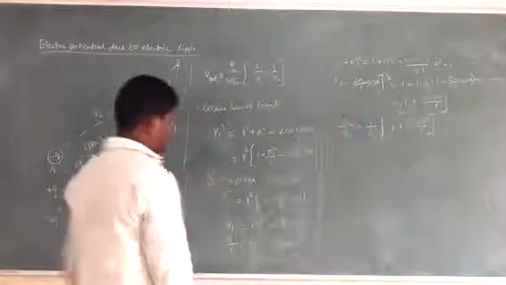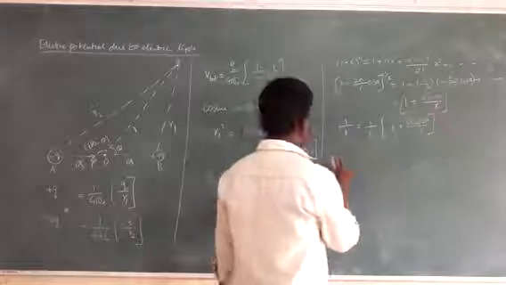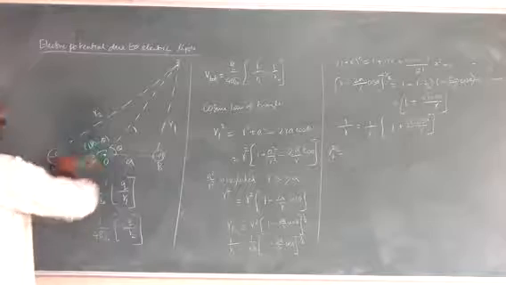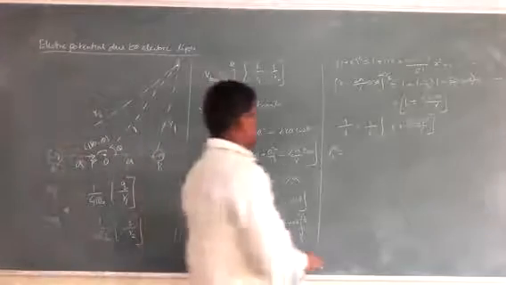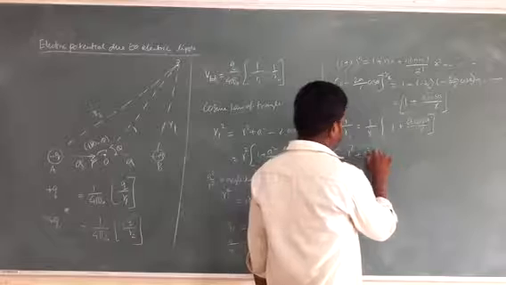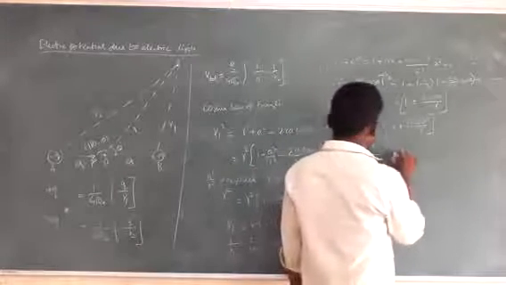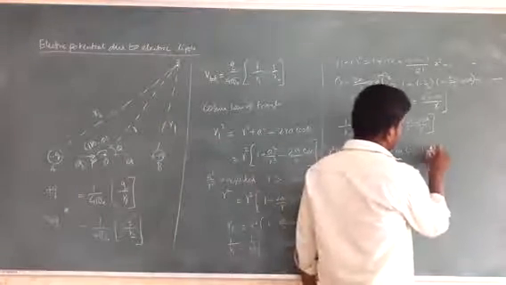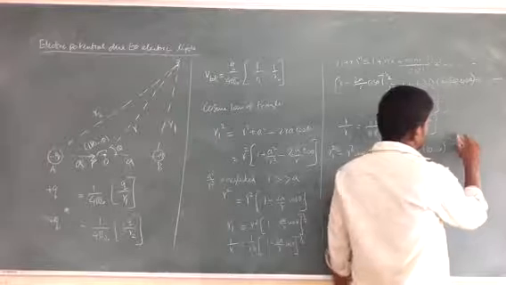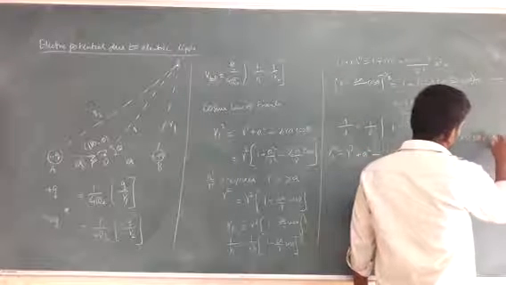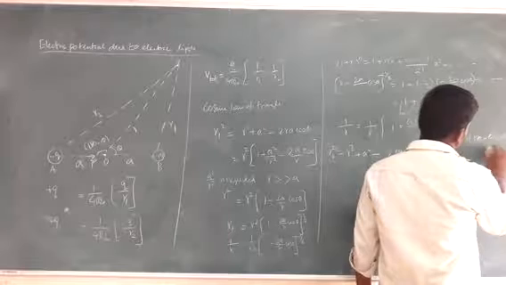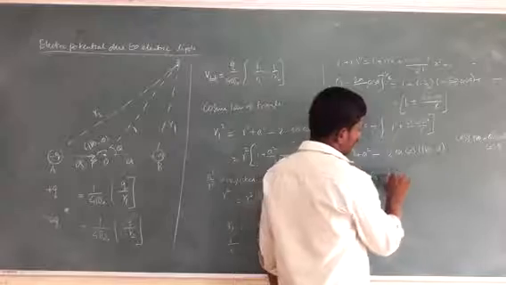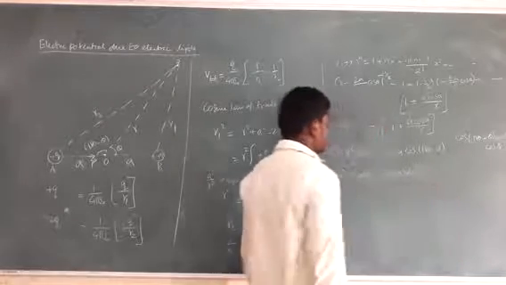Similarly for r2. For r2, r2 squared is equal to this one, the triangle OAP. The angle is different, so r squared plus a squared minus 2ra cos theta. Here the angle is 180 minus theta, and cos of 180 minus theta is equal to minus cos theta. So minus of minus is plus, so r squared plus a squared plus 2ra cos theta. That's all. This is different.